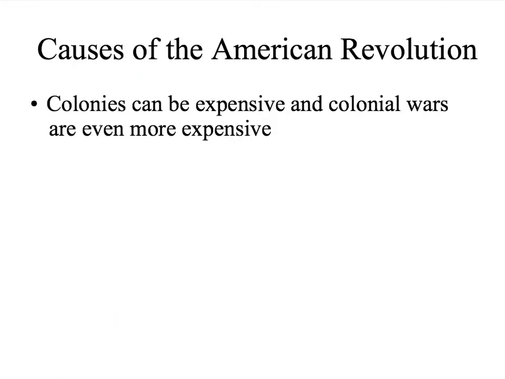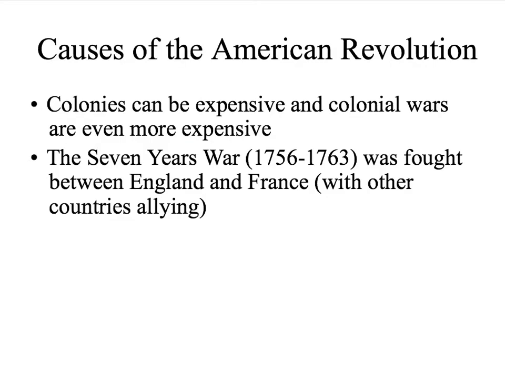So there has to be some type of cause and effect relationship here in terms of why the American Revolution took place. The first thing is that these colonies that the British owned, it's expensive to own colonies. You have to provide a lot of things. Even more expensive than that is war. Now the war that I'm talking about is called the 7 Years' War, and this is a mega war fought in 3 different places all around the globe between England and France, and they also have some allies thrown in for good measure.